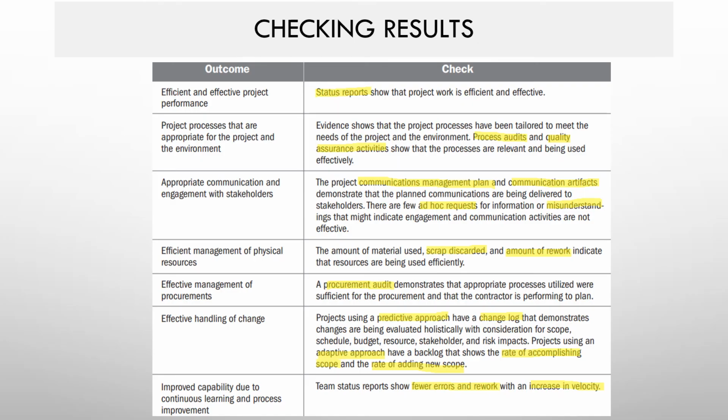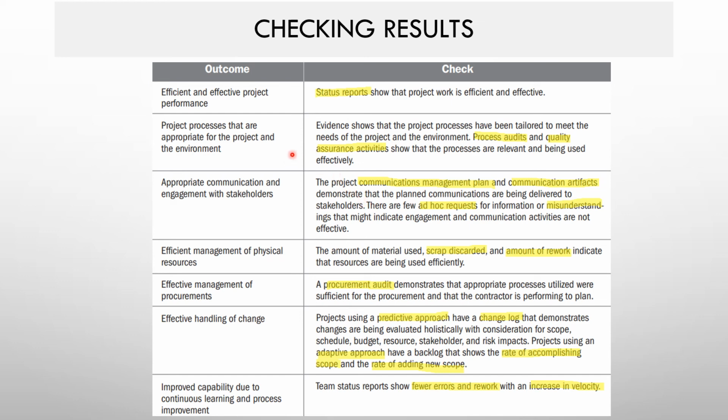So with that, we have come to a conclusion of this video. Finally, we will discuss how I'm going to check the desired outcomes, right? Let's discuss each outcome and how I'm going to check it. How do I check efficient, effective project performance? By status reports. The status reports show whether the project work is efficient or effective, right? Status reports and performance reviews will help you out.